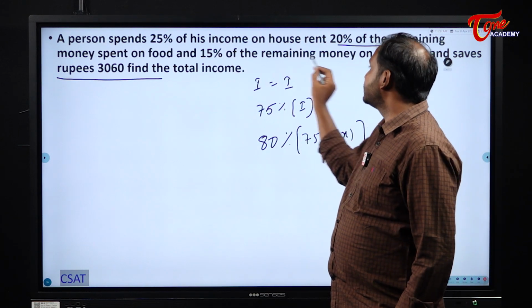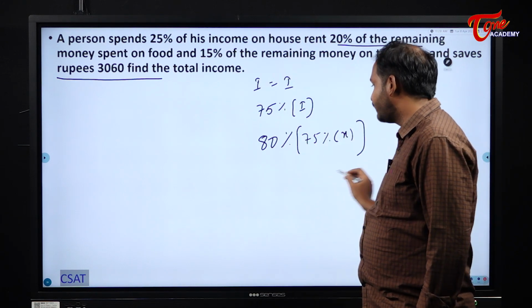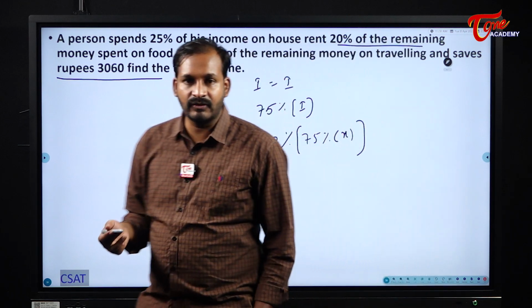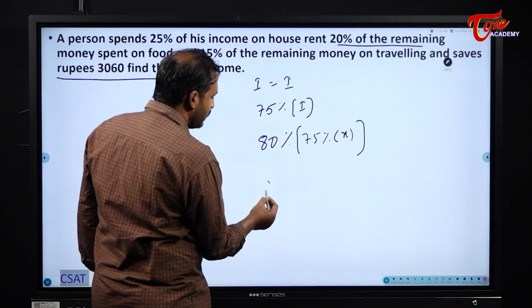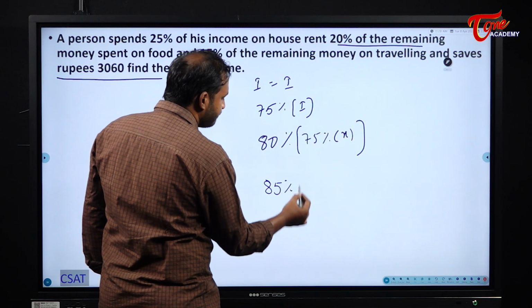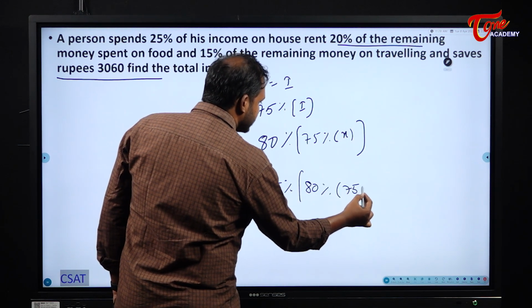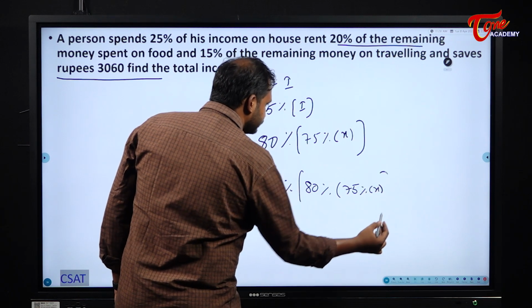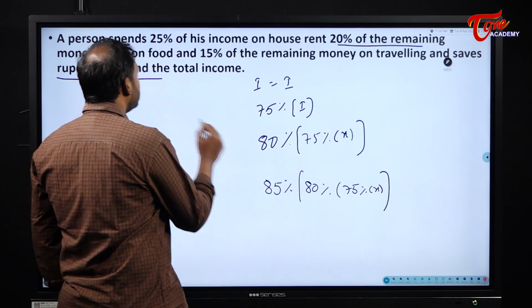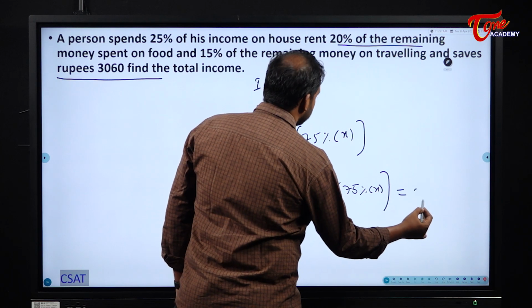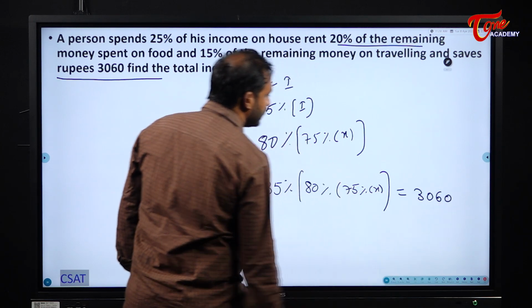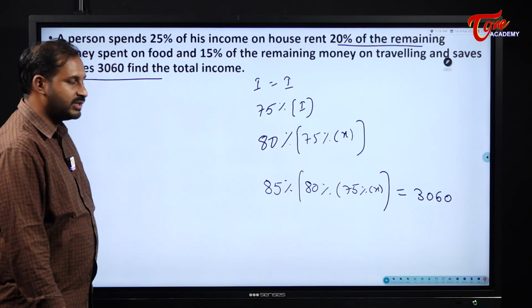Next, 15% of the remaining money on traveling. On this, 15% spent means he will be left with 85%. So 85% of 80% of 75% of X. This value is equal to what? This is his savings now. This is equal to 3060 according to the given question.